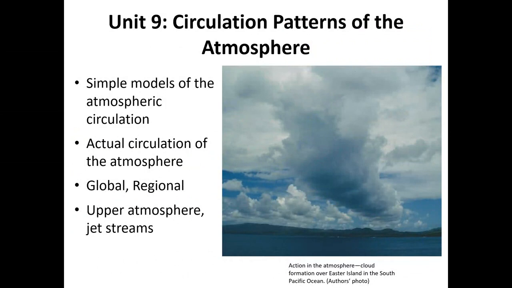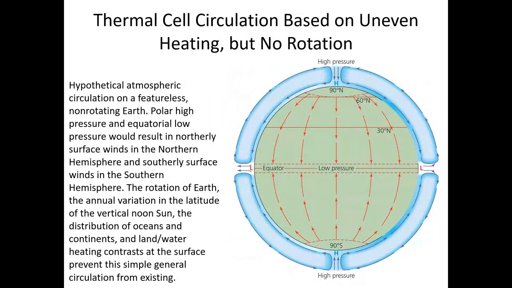So circulation patterns of the atmosphere. Unit 9 talks about how the air moves around the globe at a global level. Here you have clouds forming over Easter Island in the southern Pacific. So this is an example of a simplified version of the Earth. If there was no rotation, it removes the Coriolis effect and kind of imagines what the Earth would be like if it wasn't tilted at 23 degrees and if it didn't spin. You'd have a low pressure center around the equator.